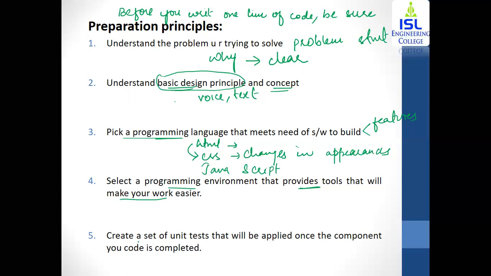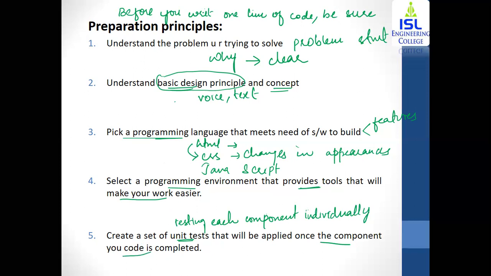The next one is to create a set of unit tests. Now, what are unit tests? A particular software is going to have multiple components. Unit test means testing each and every component individually. So you need to create unit tests that will be applied once the component you code is completed.